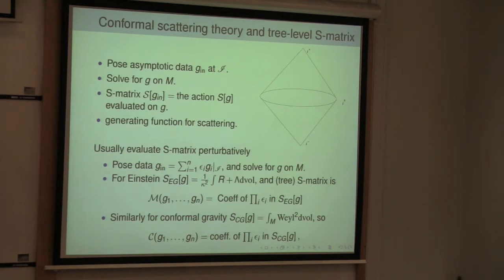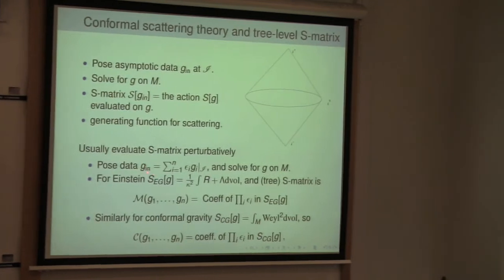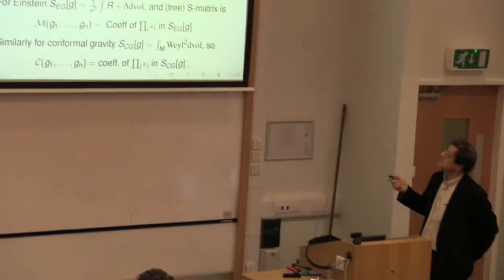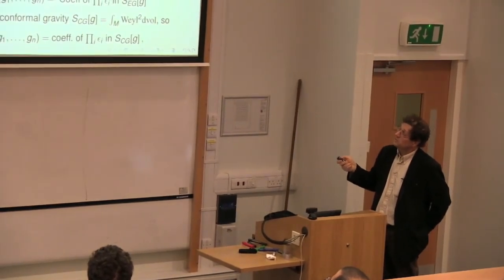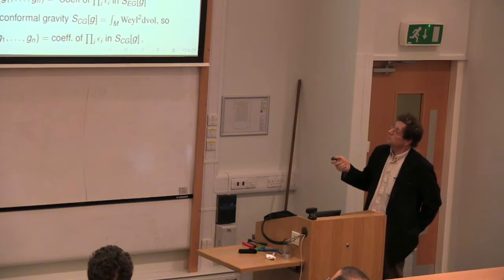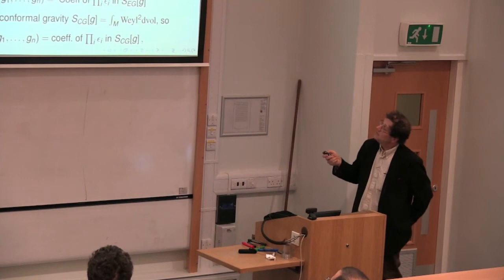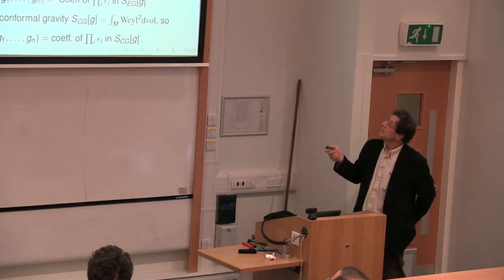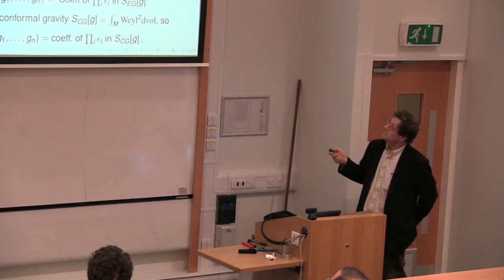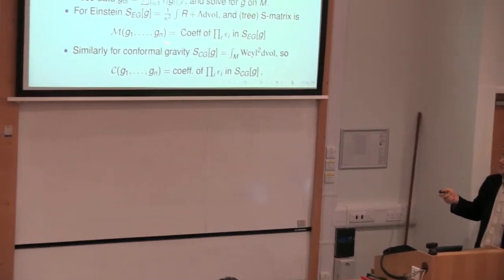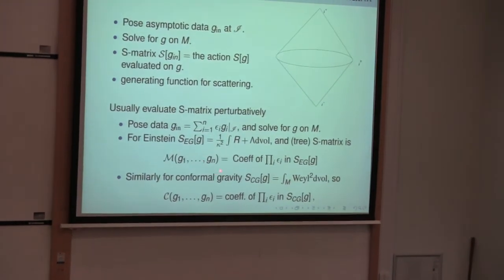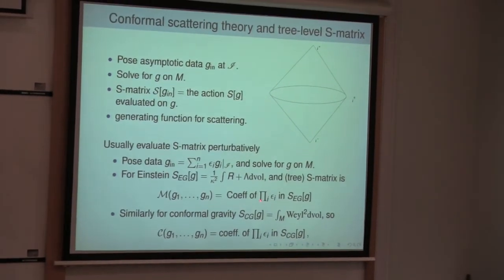And so the actual computation that you want to do, if you're working perturbatively, is to pose the initial data on scri minus as a sum of modes. These usually would be momentum eigenstates, these g's, and you have some small parameter epsilon. With that data, you can solve for the metric on space-time. You evolve it all the way through, then you evaluate the action on that data, and then you expand it to first order in each of these epsilons. So this actually gives you an nth order expansion of gravity about flat space. So the n-particle amplitude is the nth order perturbation about flat space.